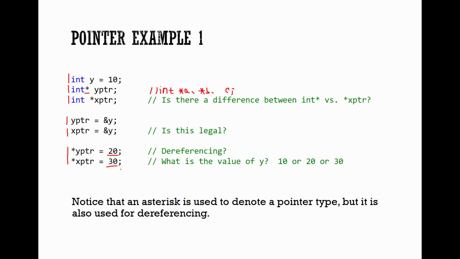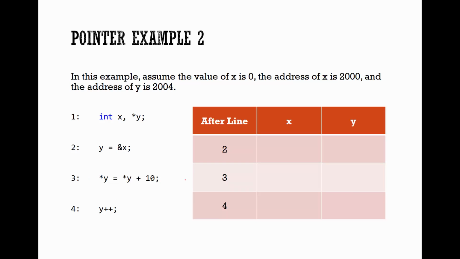So maybe think for a second. What exactly is going to be the value of y at the end? Imagine you're at this final part here. What is y going to be equal to? Well, in the end, it'll be equal to 30. Because that first line, *yptr = 20, initially sets that 10 to 20. Then *xptr, the line after it, goes to that same variable and replaces that 20 with a 30. So in the end, we have y equal 30.